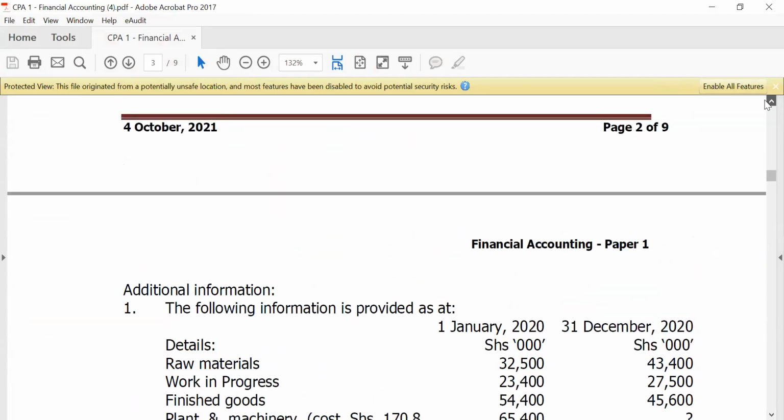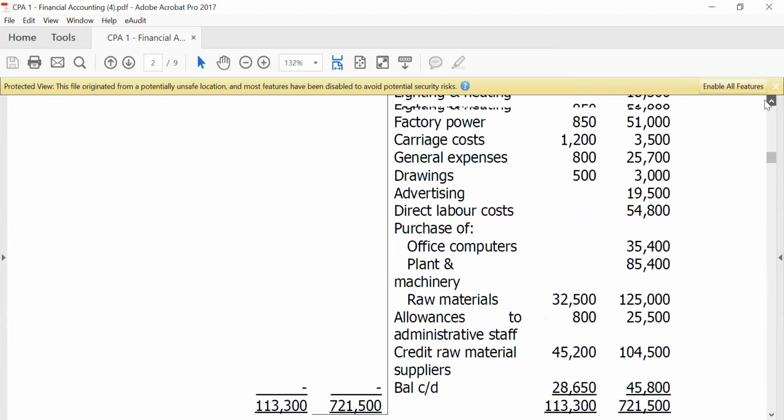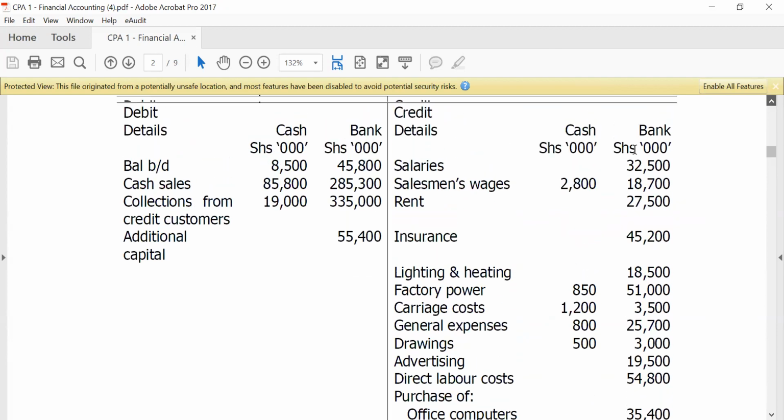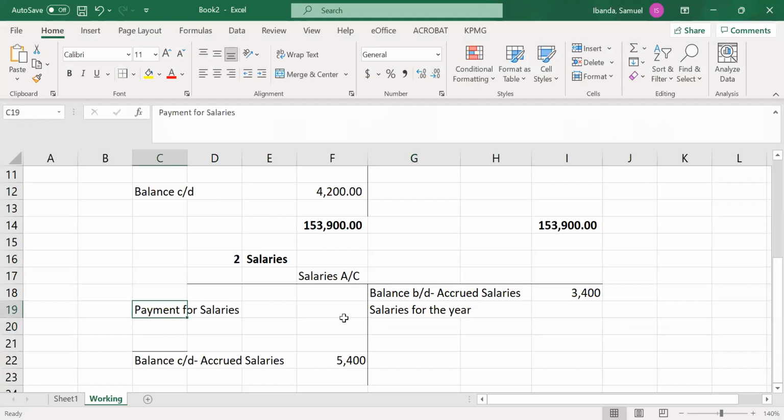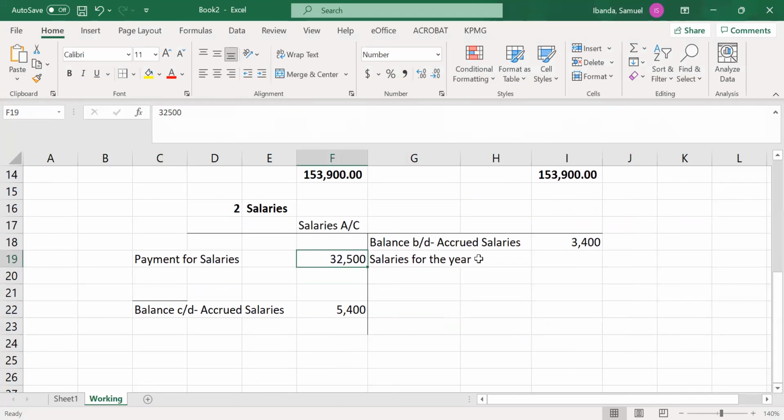So when you come here in your so-called cash book, we have a payment that was made for salaries. They have told us they paid every salary through the bank and it is worth 32,500. So when you come here, payment for salaries is 32,500. Then salaries for the year is supposed to be here, but now here we don't have, and this is why we have drawn up this account.